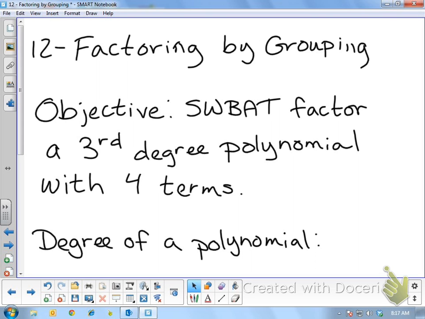Our goal today, we're factoring by grouping. We want to be able to factor a third-degree polynomial with 4 terms. So we have not talked about the degrees of a polynomial yet. So probably you're like, what do we mean by a third-degree polynomial?